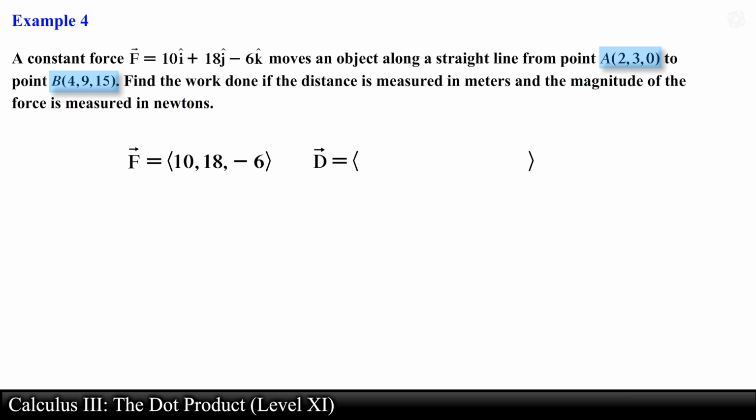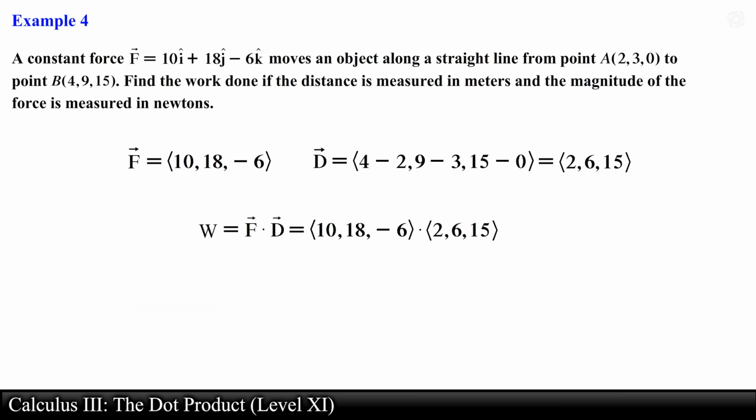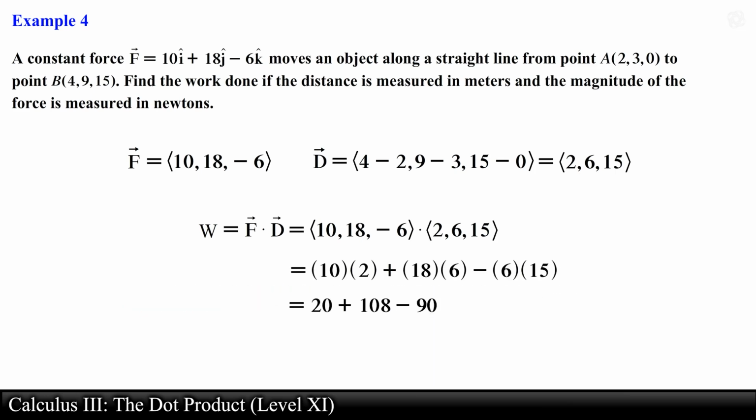Since we already have the force in component form, let's go ahead and find the displacement vector by using point A and point B. So, subtracting the coordinates of point A from point B, we obtain the following for the components of the displacement vector. Now we will use the component definition of the dot product to find the work done, since we are not provided with an angle between the force and displacement vectors. Computing the dot product and simplifying, we obtain 38 joules for the final answer.